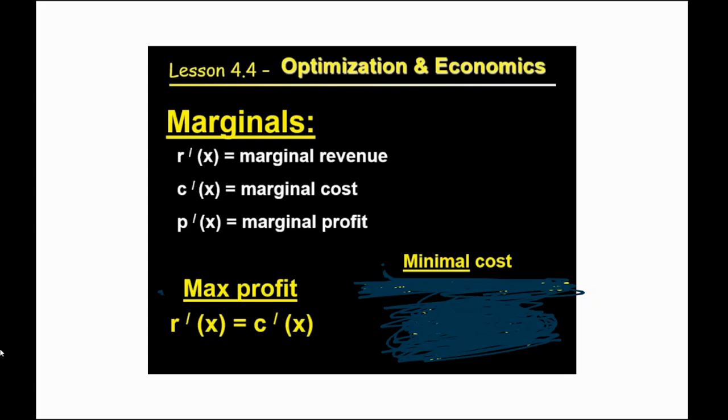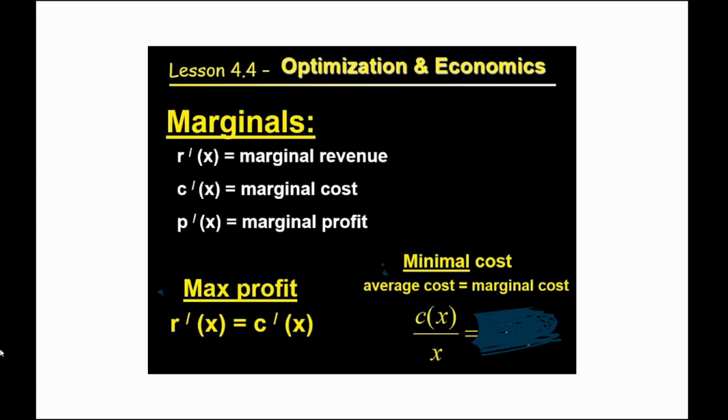Okay, so how does that work with calculus? Well, a minimum cost is going to happen when the average cost of your production is equal to the marginal cost. Now, I did throw a new word in there, average. So how do you get an average cost?